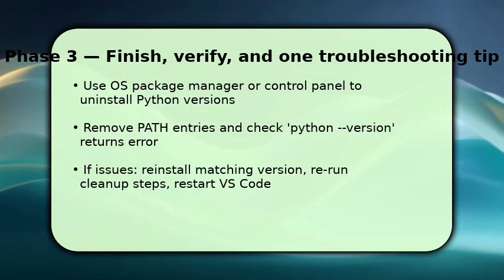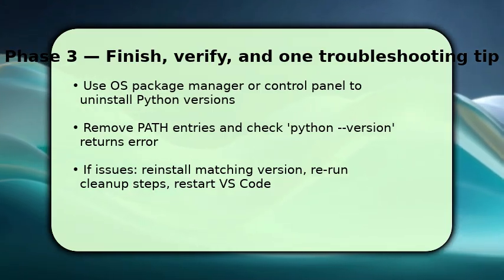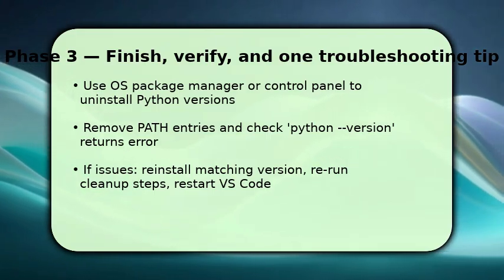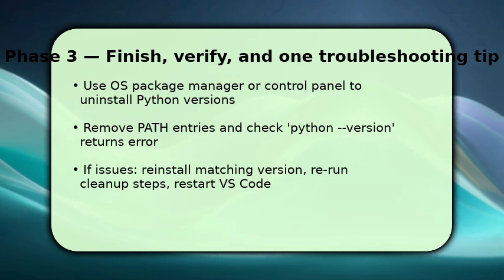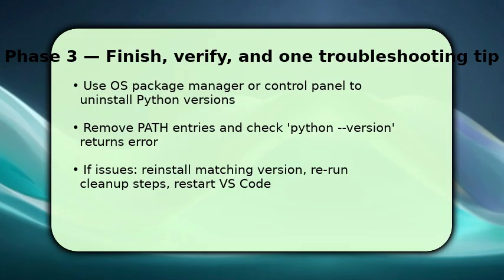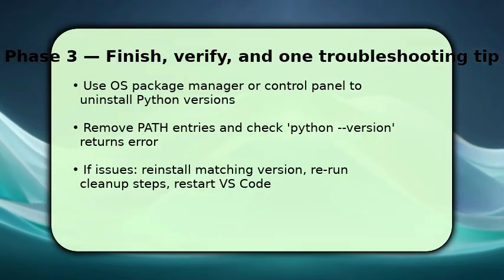Once removed, edit environment variables to delete path entries that reference Python. Then verify in a new terminal that python or python3 returns not found or an error. If something goes wrong, reinstall the same version temporarily. Repeat the cleanup for settings and paths, then uninstall again and restart VS Code.